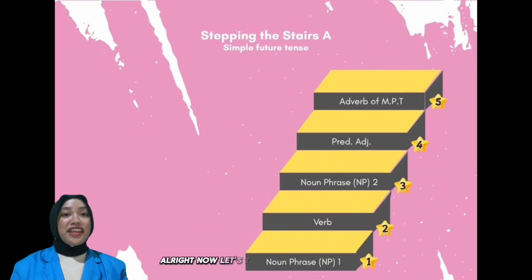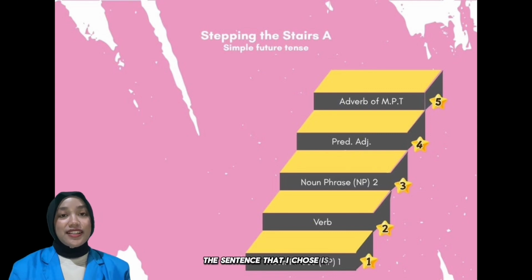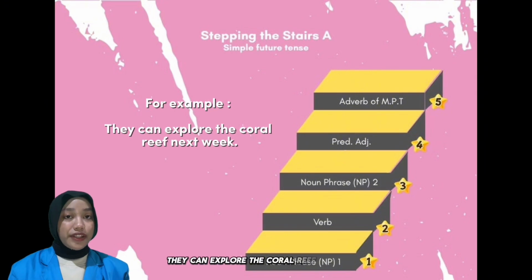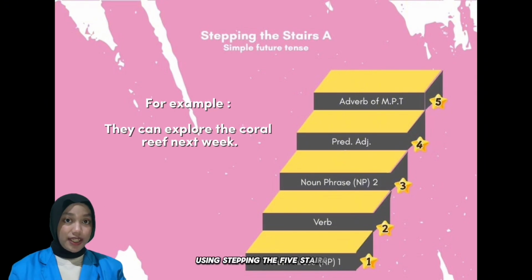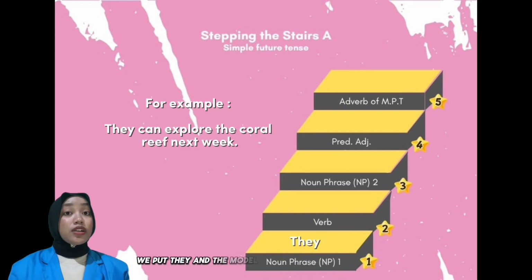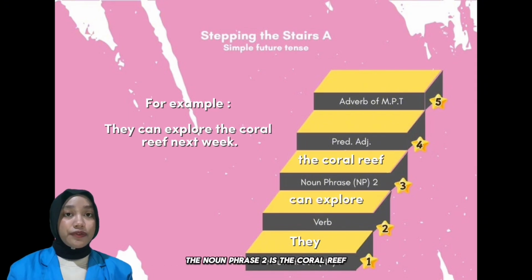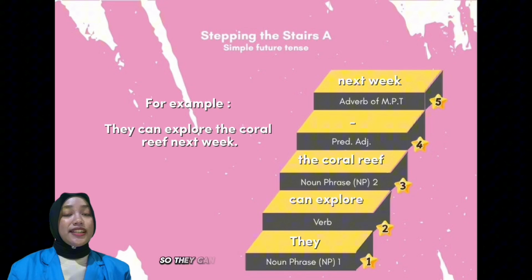Alright, now let's take one example using can. The sentence that I chose is, they can explore the coral reef next week. And let's break it down using stepping the 5 stairs A. For the noun phrase 1, we put they. And the modal plus verb, we put can explore. The noun phrase 2 is the coral reef. The predicate adjective we can skip. And the adverb of time is next week. So, they can explore the coral reef next week.